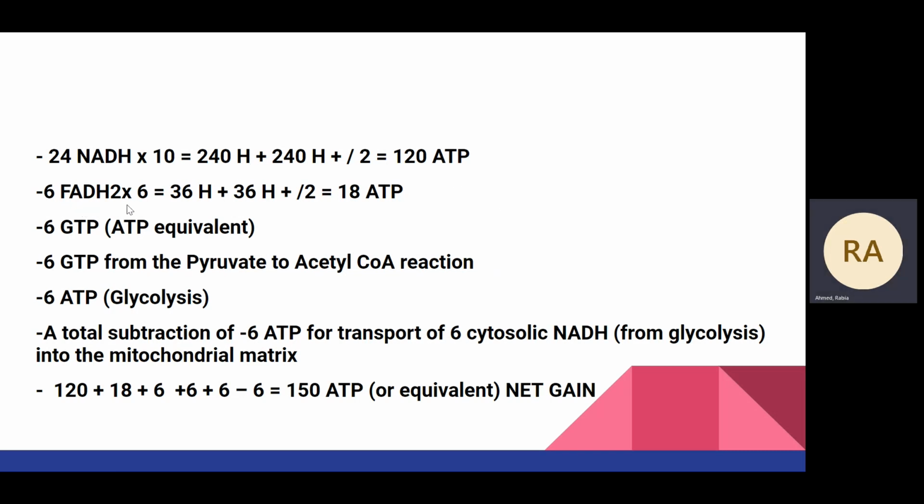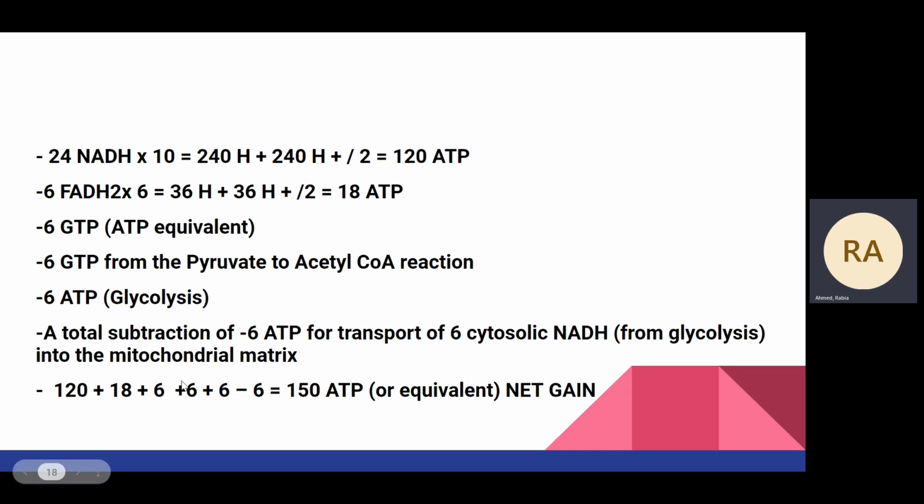So 6 FADH2 multiplied by 6 equals to 36 hydrogen ions plus 36 hydrogen ions divided by 2 equals to 18 ATP. And the reason why it's not equal to 36 is because, as I said before, there's 2 hydrogen ions that equal to 1 ATP. And then the rest is just as it was, 6 GTP from the pyruvate to acetyl-CoA reaction, 6 ATP from the glycolytic reaction, and then you just add them all together and you subtract the 6 ATP for transport of 6 cytosolic NADH from glycolysis because they're consumed, remember?